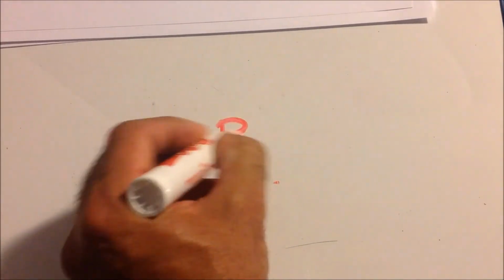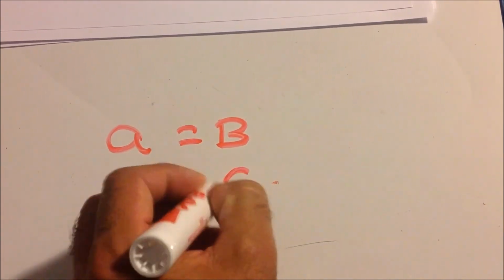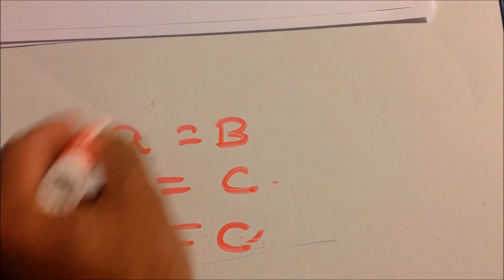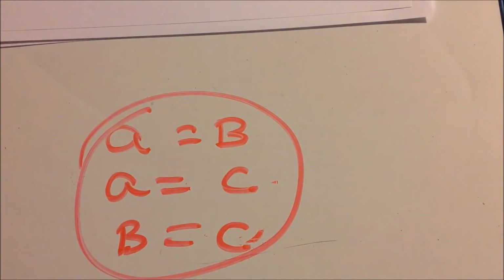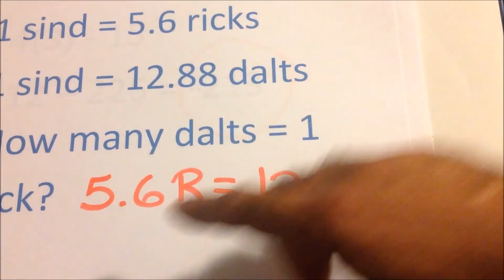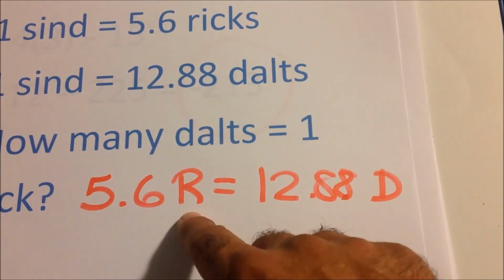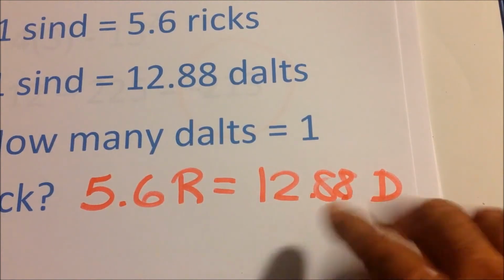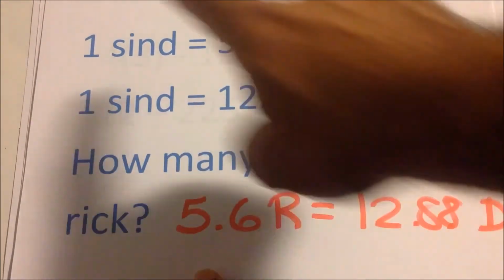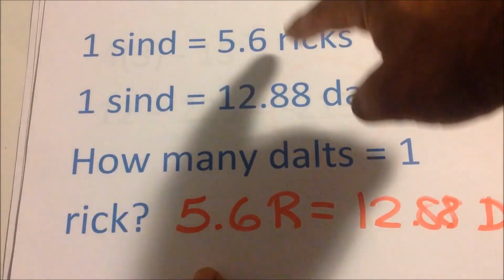It's like if I said A equals B, and A equals C. Well, doesn't it make sense that B equals C also? Sometimes you have to think of common sense here. So we know that 5.6 ricks must equal 12.88 dalts just because of what we see here. This equals that, thus this must equal that.